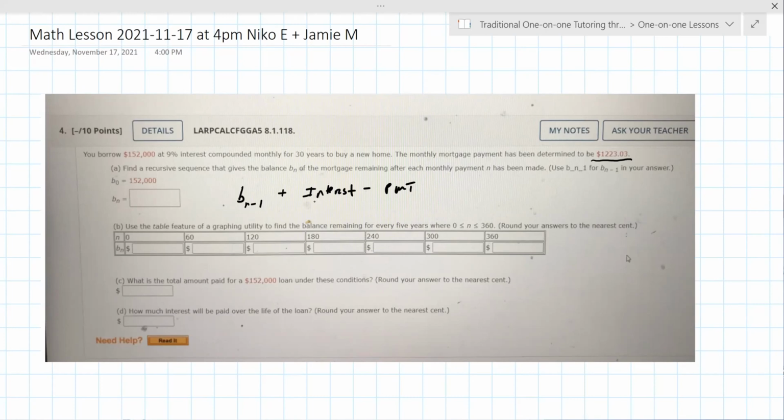Yeah, that makes sense. So it's your previous amount, whatever that is. So like the first one, maybe it's 152,000 plus the interest for that month, which is 152,000 times 0.09 divided by 12. And that's the interest for that particular month. And then you subtract out your payment, which they said already is 1,223.03.